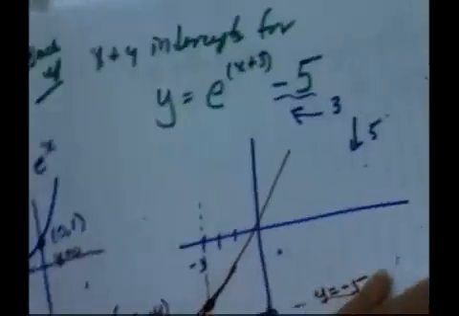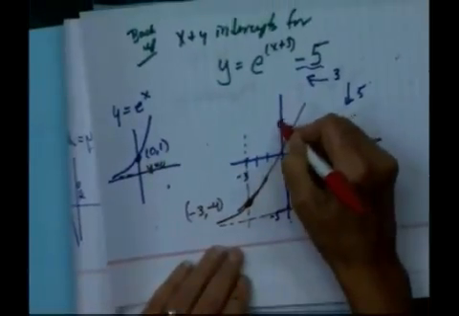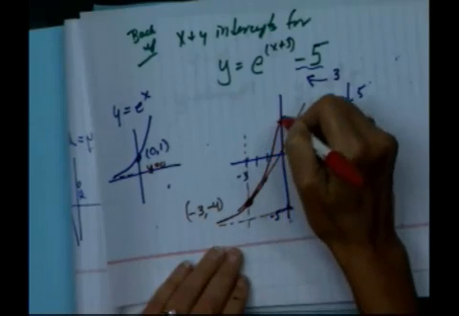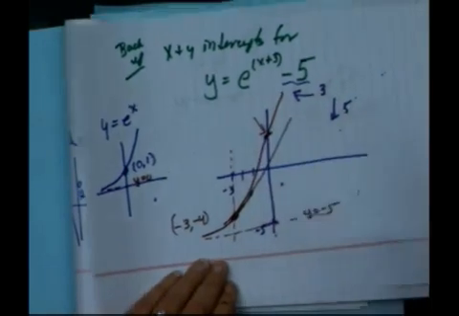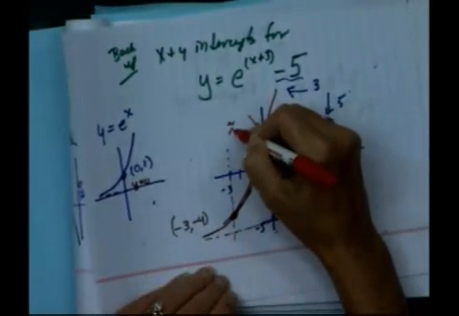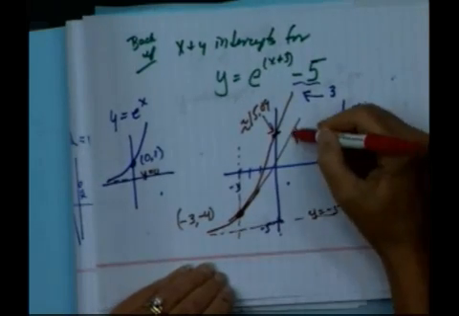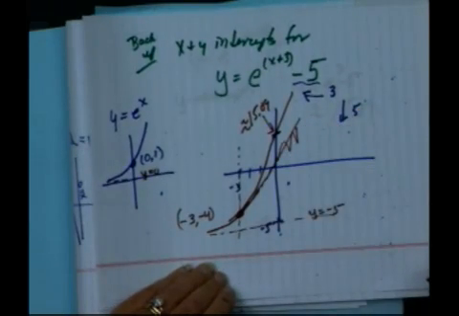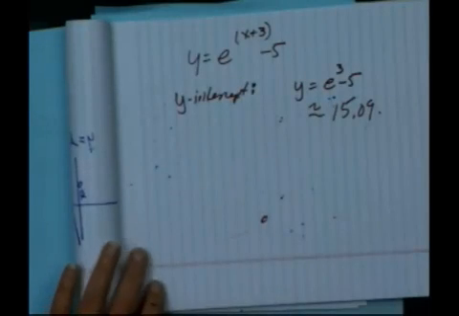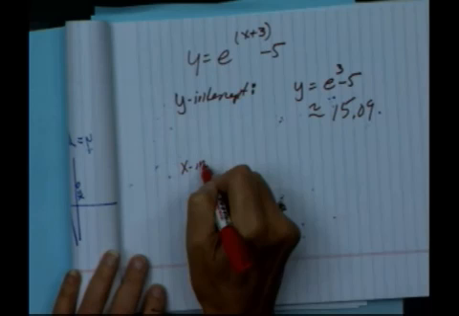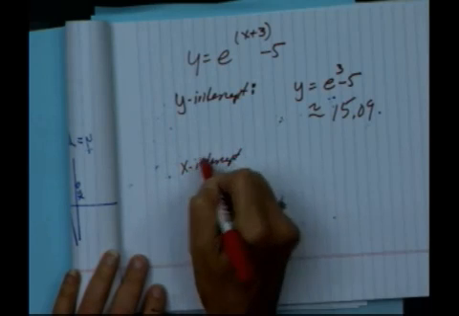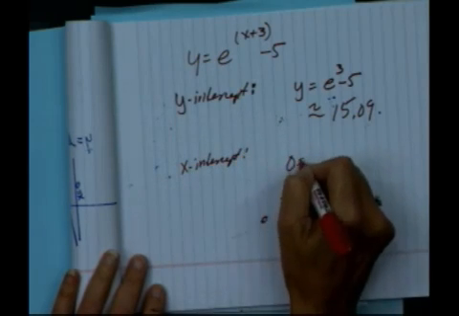All right, so somehow my graph was off a little bit. That's going to go way up here. Okay, this is approximately 15.09. Okay, clearly not drawn to scale. All right. And if we want to find the x-intercept algebraically, we let y be 0.